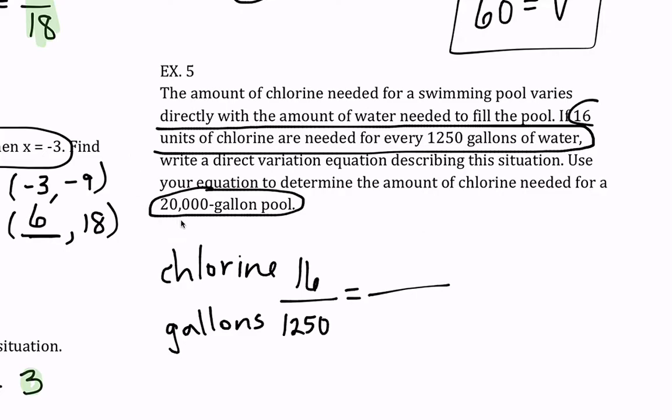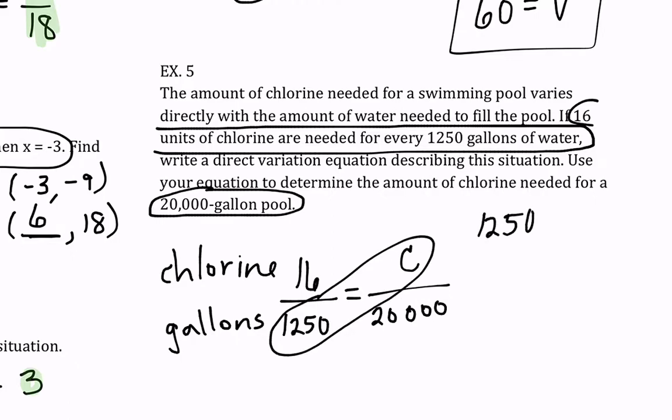Next, it gave me 20,000 gallons, so that's going to go on the bottom. And we don't know how much chlorine goes with that. That's what we're about to solve for, so I'm going to call that C. All right, and then we cross multiply. So I'm going to take that 1250 and multiply it by C. That gives me 1250C. Don't forget to put your equal sign.